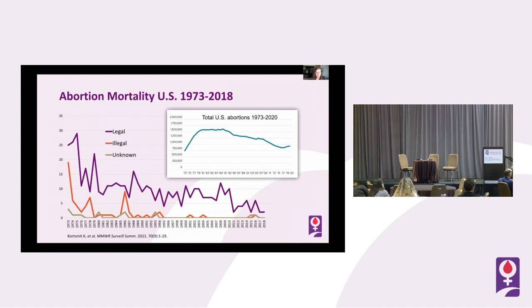U.S. maternal mortality rates associated with abortion are extremely low. In the inset graph are total U.S. abortions per year from 1973 through 2020. You can see that the rate per year peaked around 1.5 million in the 1980s and has been steadily declining until the COVID pandemic. In the bigger graph is abortion-associated maternal mortality through 2018, which is from legal abortion in purple and illegal in orange.